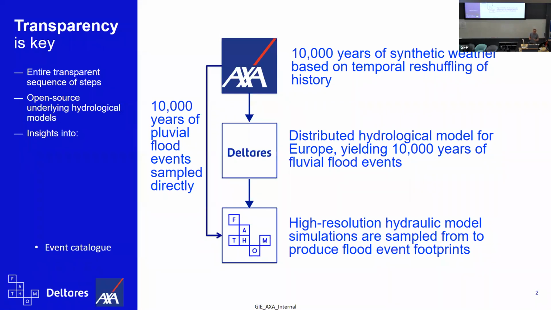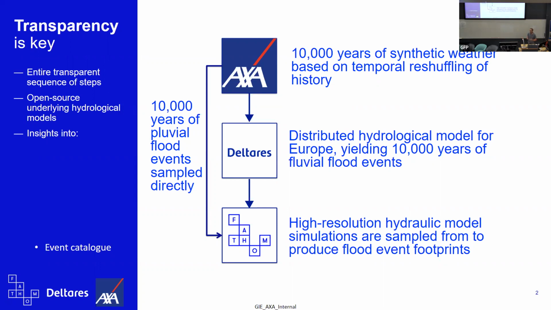So transparency in this project is key, and where you may be used to CAT modelers that typically have as a product, and as output, that little thing here down below, event catalogs. And if you ask for something like that as a client, then that's what you get.